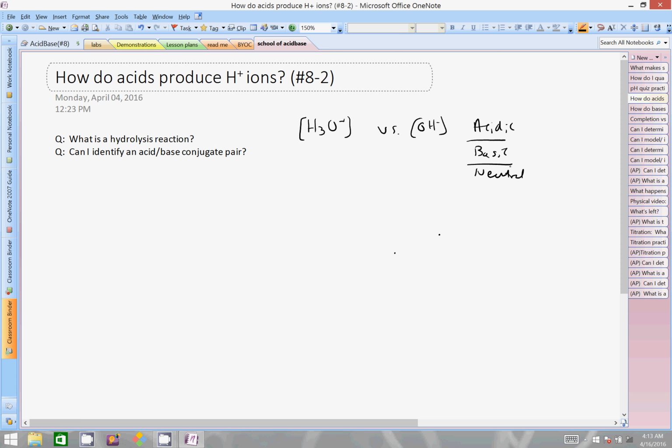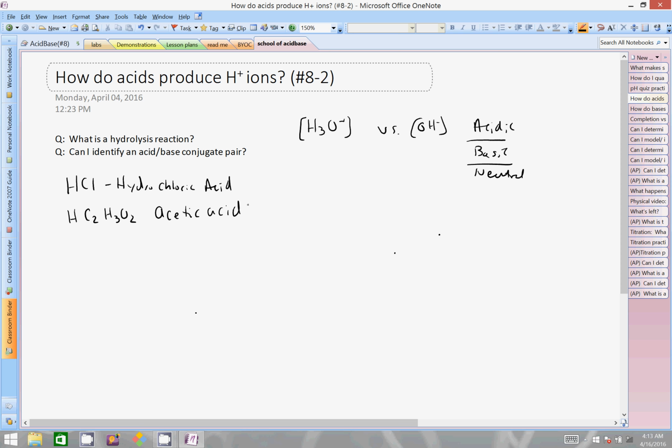So the question is, okay, we have all of these acids, and just about everybody could probably rattle off an acid or two that they know through their life. For example, we can have HCl, which is hydrochloric acid, or we could have vinegar, HC2H3O2, otherwise known as acetic acid.